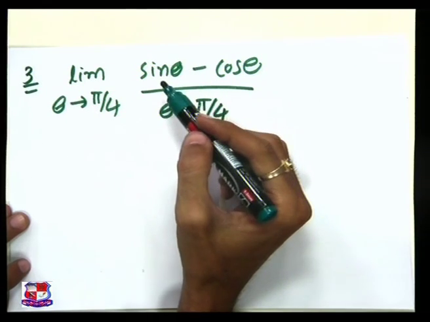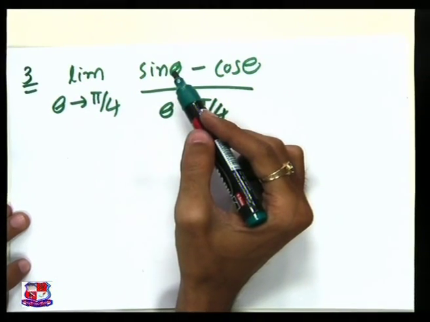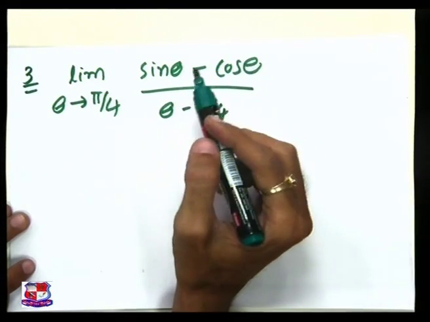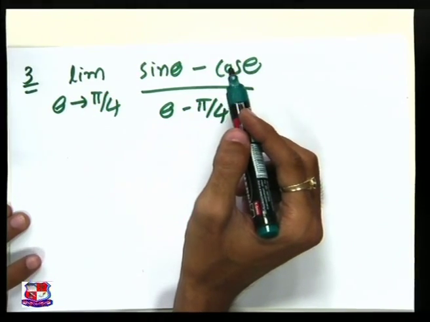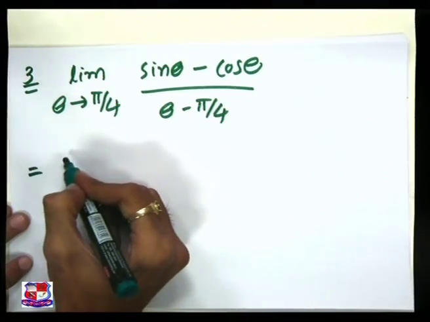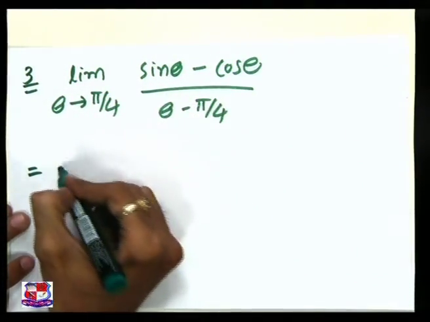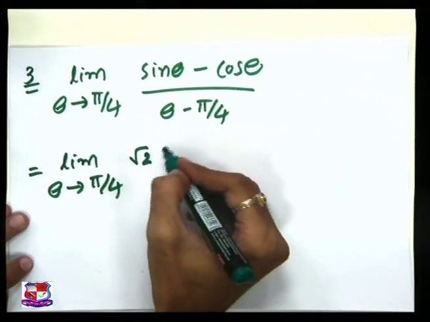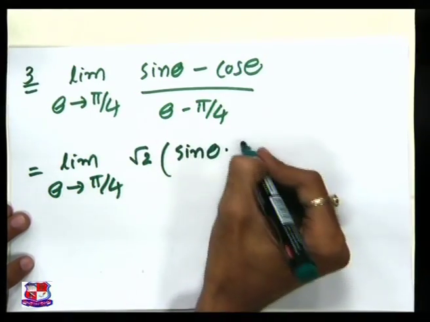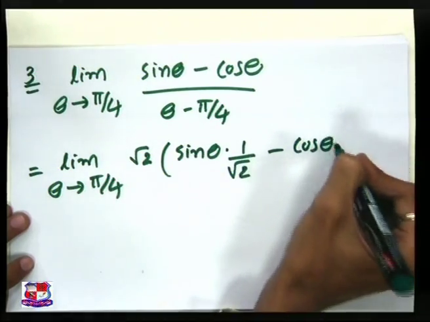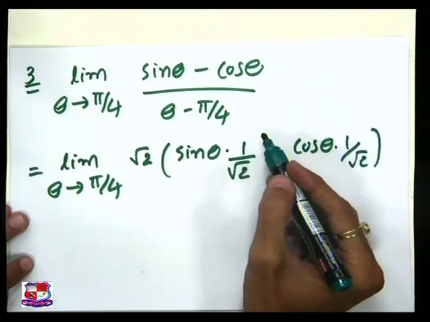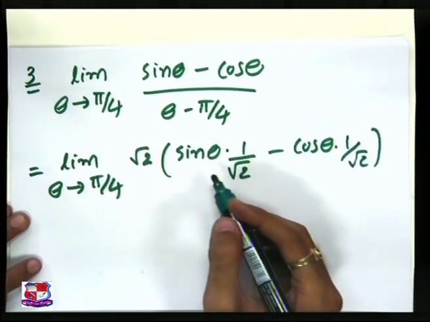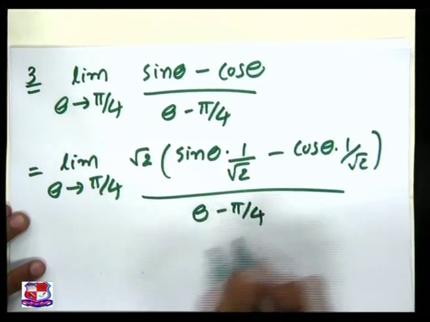First of all, here to use the formula of limit for the trigonometry function, we need to take here the format of pi by 4. As we all know that sin pi by 4 is equal to 1 upon root 2, and also cos pi by 4 is equal to 1 upon root 2. So if we multiply and divide by root 2 with the numerator of this expression, we will get limit theta tends to pi by 4, root 2 into sin theta into 1 upon root 2 minus cos theta into 1 upon root 2, upon theta minus pi by 4. I have multiplied by 1 upon root 2 and here root 2, so root 2 will be cancelled out. So this is the same as the above expression.